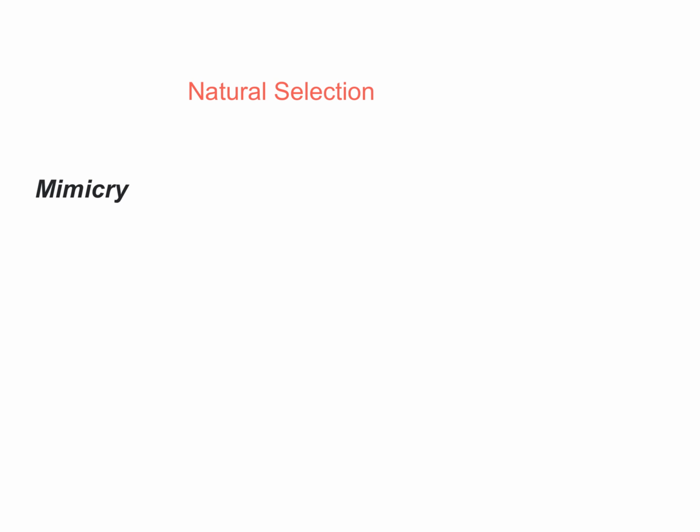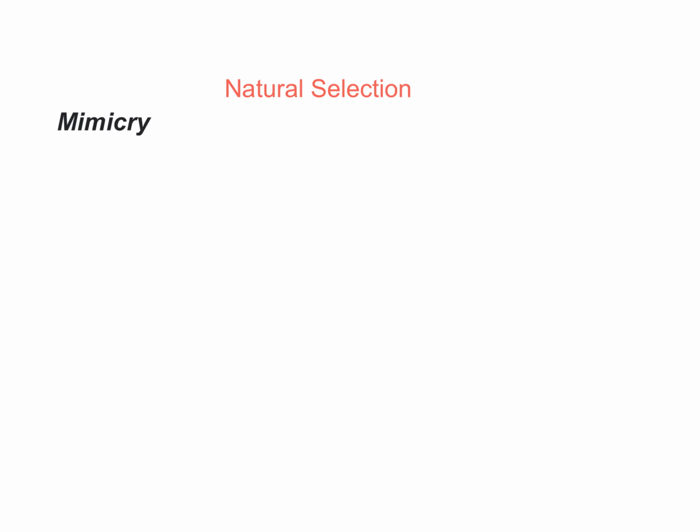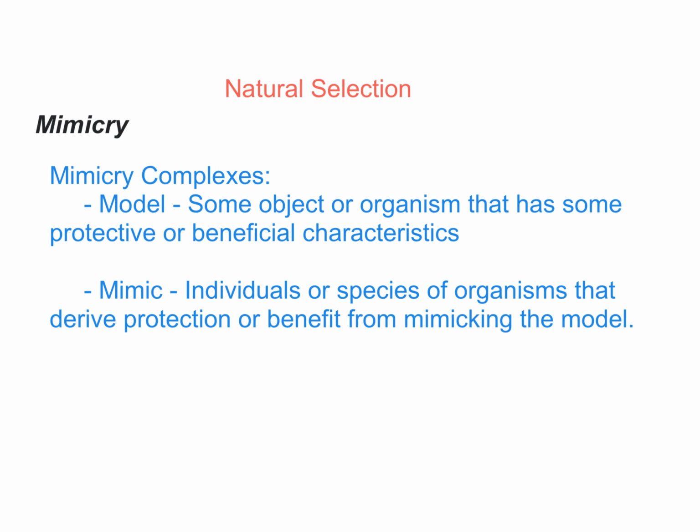Now, if we look at mimicry complexes, they all have three things. They all consist of a model. So we're going to talk about mimicry complexes in general before we look at different kinds of mimicries. They all include a model, and this is some object or organism that has some protective or beneficial characteristic.